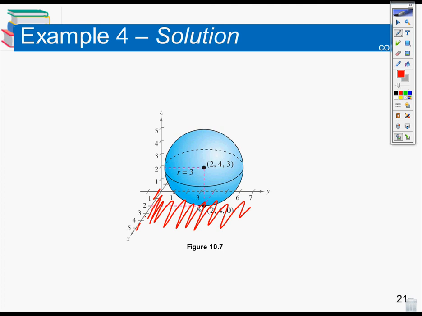Okay, that is it for looking at the 3-dimensional coordinate system. Good luck with those exercises, and I will see you guys later.